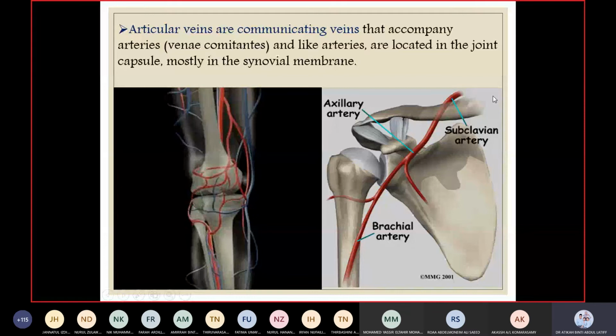Again here, you can see this is the shoulder joint, this is the brachial artery supplying the humerus, and this is the subclavian giving off the axillary artery, supplying the scapula. They will eventually anastomose and give off blood supply to the joint here, which is your shoulder joint. The veins accompany the artery. Where there is the artery, the veins accompany them, and they are called vena comitantes.